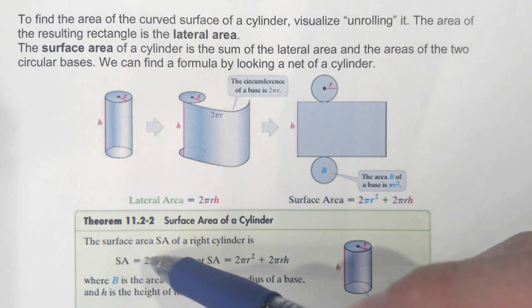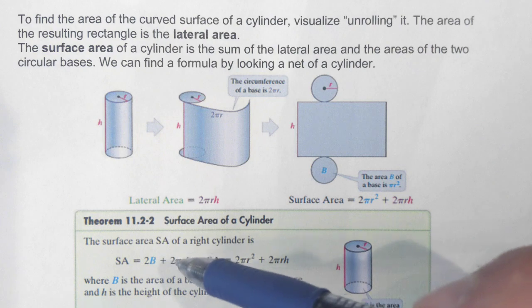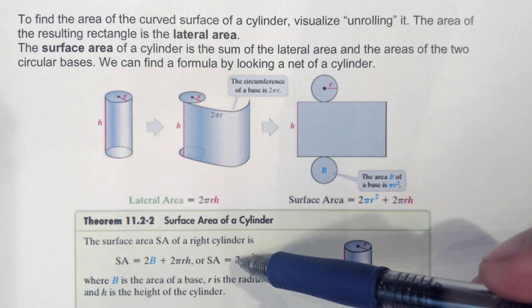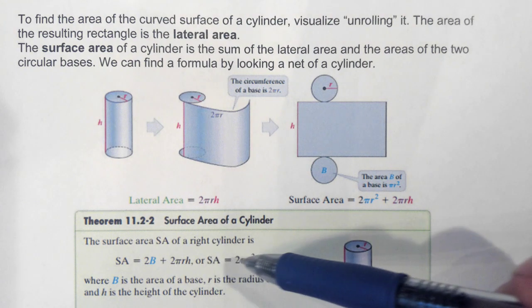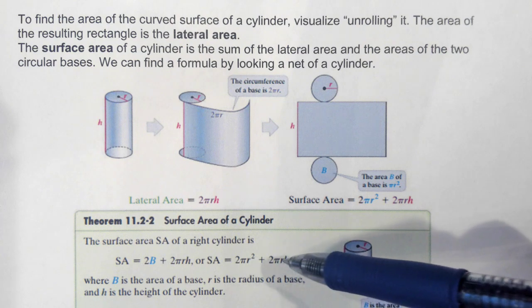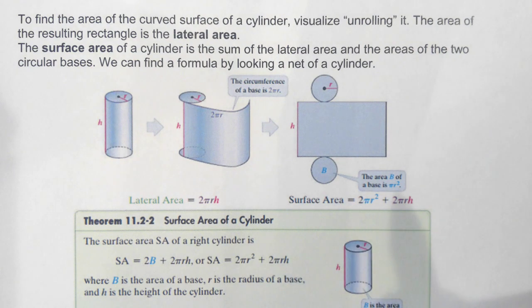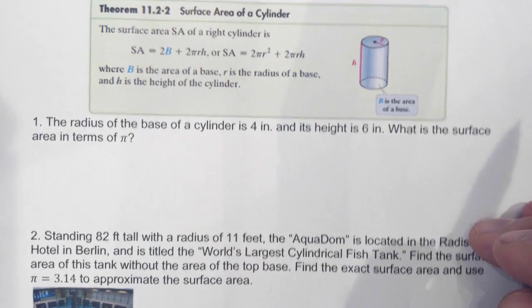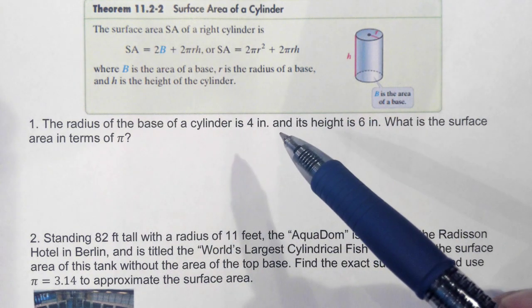So it's really 2 bases plus 2 times the perimeter times the height, but the perimeter is a circumference, so they say it's 2 pi r. So the formula that you'll want to write down and have handy is, for a cylinder, 2 pi r squared plus 2 pi r h, where r is the radius and h is the height of the cylinder. Okay, so here's a couple of examples for that, and then we'll call it a day.